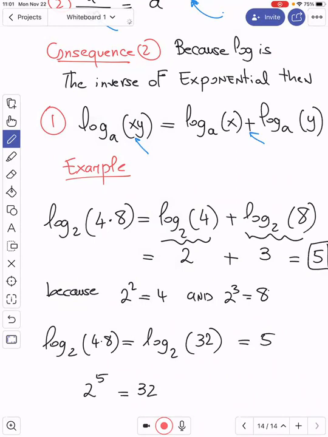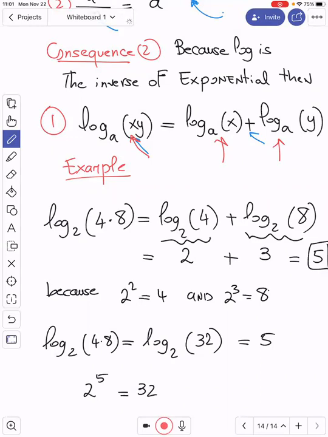Of course, you're going to get the same answer anyway. But this is the first property of the log. So the log of a product is the sum of the logs. Okay, so log of x times y is the log of x plus the log of y. Of course, in the same base, the base a. So this is for the product, right?